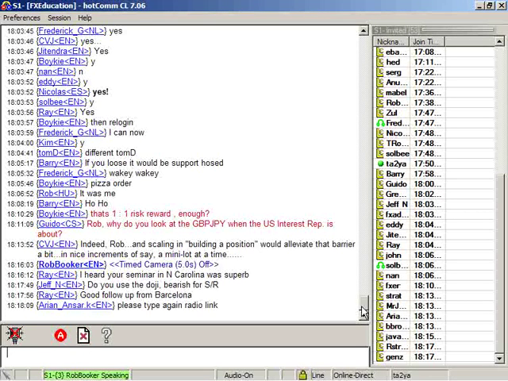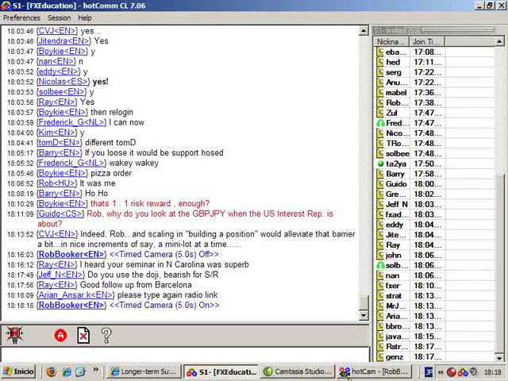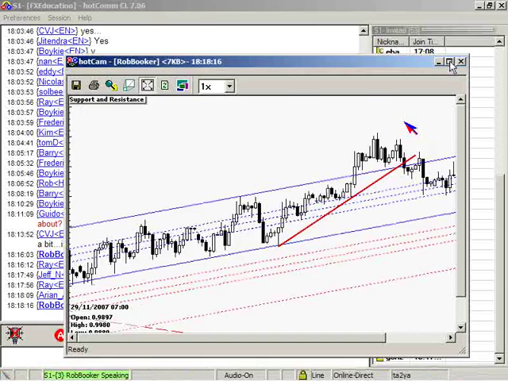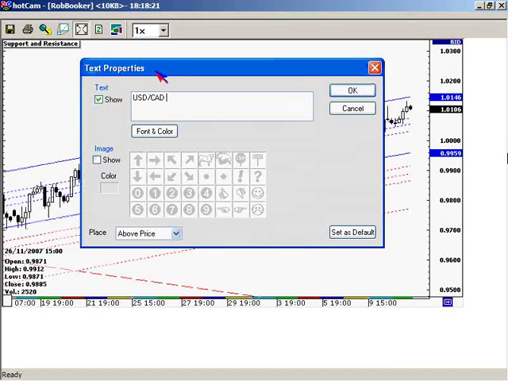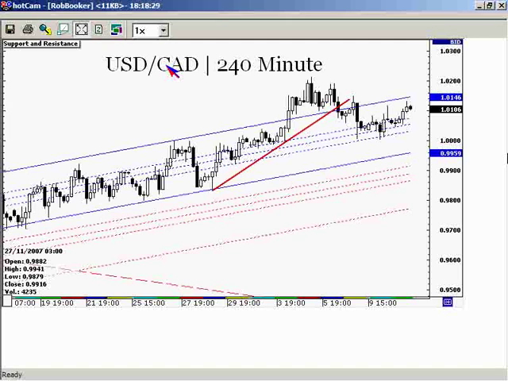I'd like to review a trade type right now. I'm going to share my camera. I'm going to share the chart. You should be able to see right now the U.S. dollar, Canadian dollar, 240-minute chart. If you are not able to see that, please raise your hand. Oh, that's right, I can't see your hand. If you can see it, please let me know. Okay, you can see it.